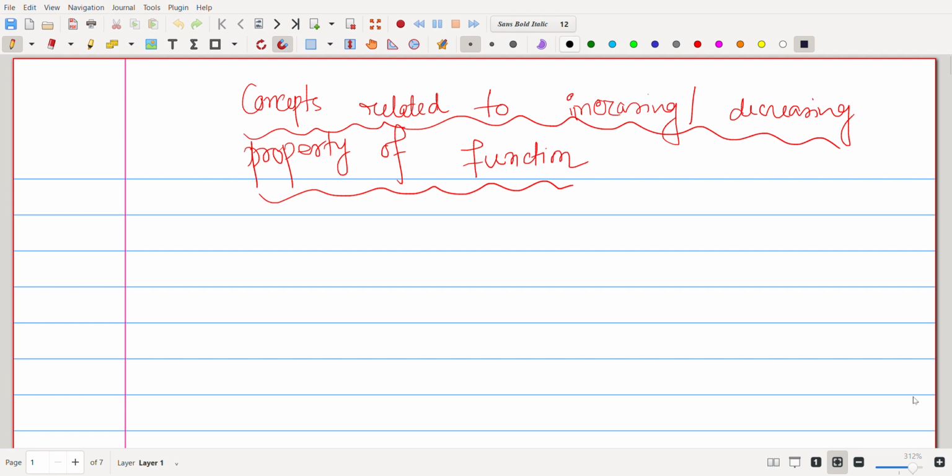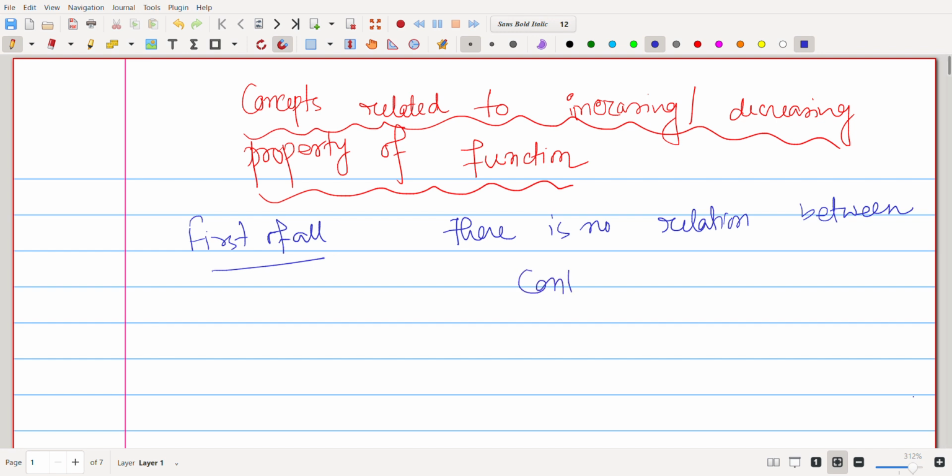First of all, there is no relation between continuity and differentiability of a function and increasing or decreasing. Okay, increasing or decreasing property of a function.